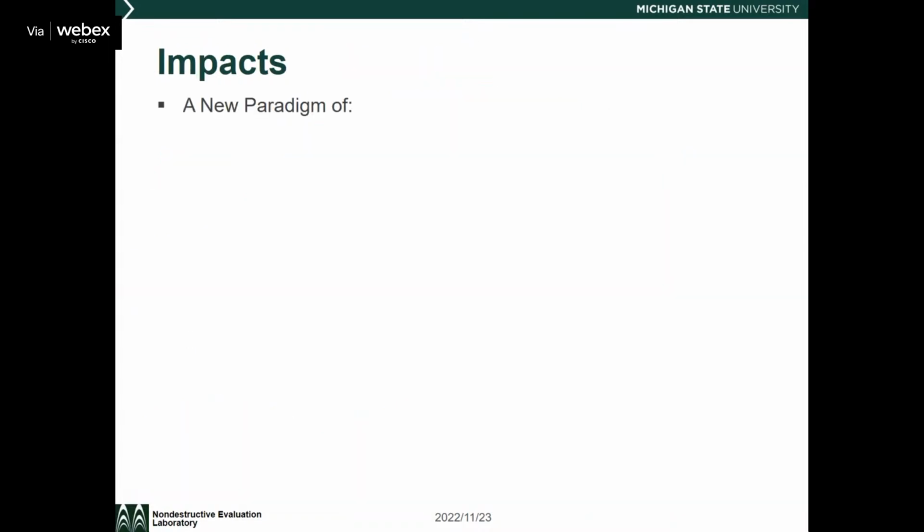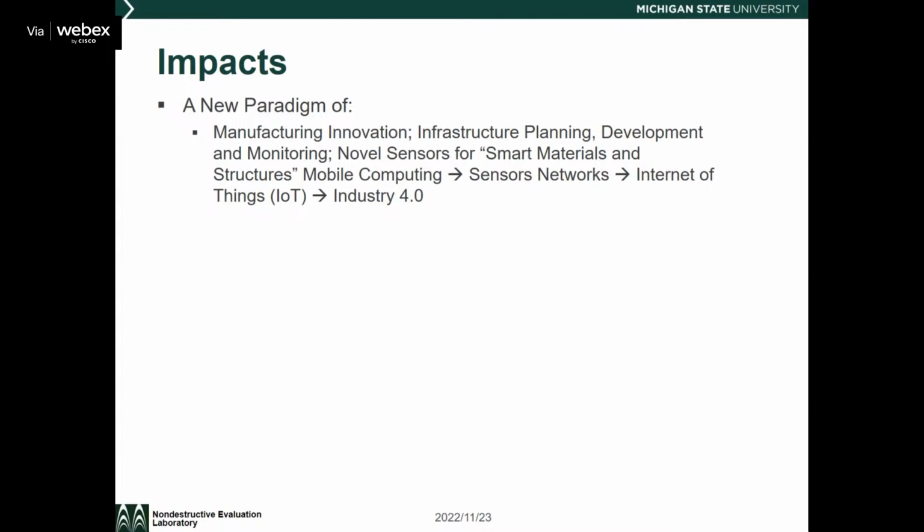Okay, the impacts. The last day, day 5, I talked about the new paradigm of NDE. And today, I just want to show you some of them. For example, we're going to have a new paradigm of manufacturing innovation. We're going to talk about new NDE here, infrastructure planning, development, and monitoring. We can talk about the two concepts of smart materials and structures. And where does smart come from? So it comes from the new way of getting the data using new sensors or sensing physics, coming from a new way of data analysis, inverse problems.